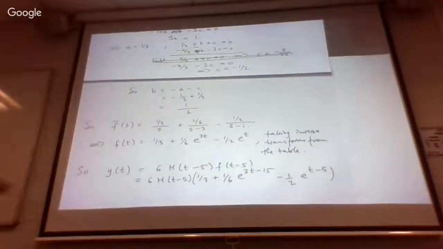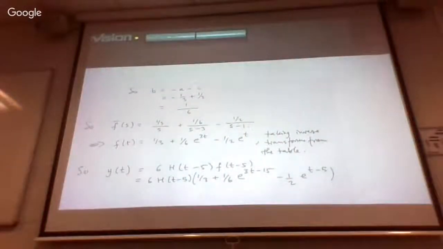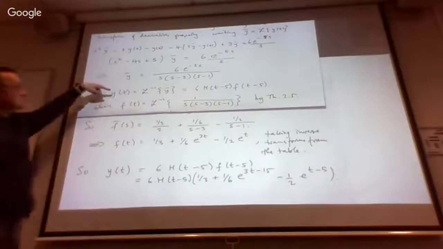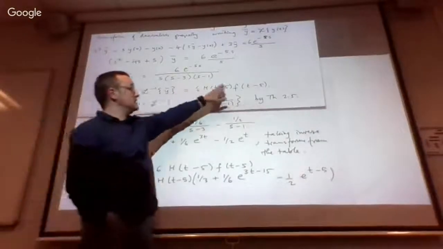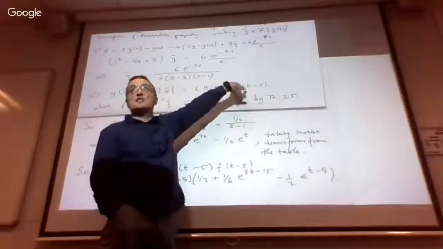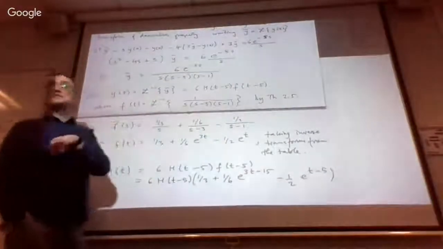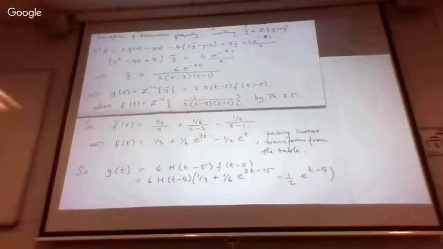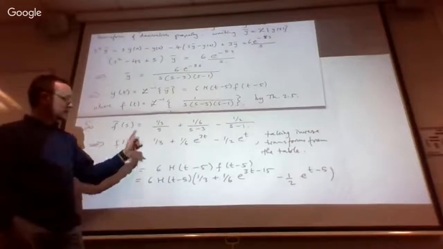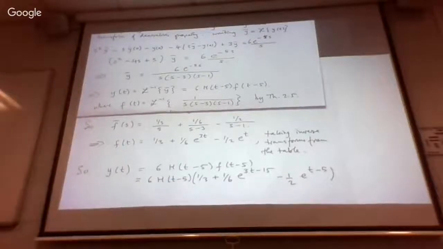Okay? Because remember, we declared earlier when we quoted theorem 2.5, it was back at this line, we'd said the solution y of t was 6 times the Heaviside times f, but both the Heaviside and f were evaluated at this shifted translated argument t minus 5. So we identified our f of t, so that final step was evaluating f of t at t minus 5 as well.